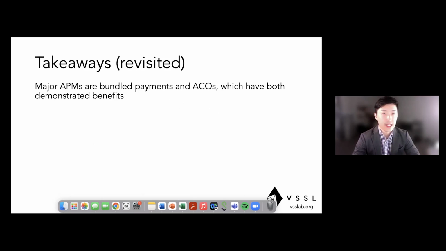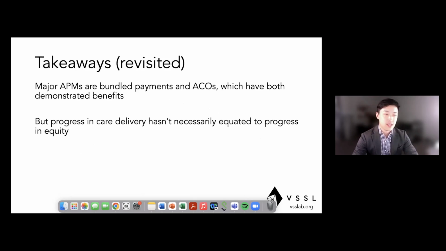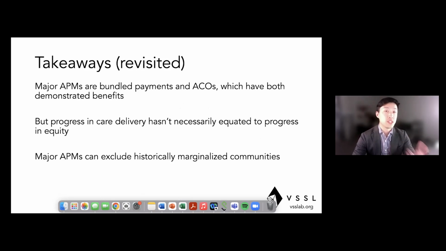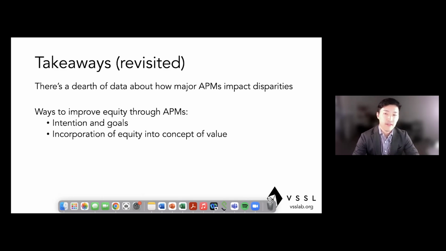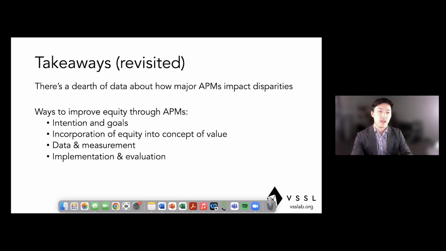I'll end here by saying again, with respect to the takeaways, that what we talked about today was that major APMs, exemplified by bundled payments and ACOs, have both demonstrated benefits, but this progress in care delivery outcomes hasn't necessarily equated to progress in equity. One reason, as we touched on, was that there's variable participation and therefore potential exclusion of historically marginalized communities from these programs to begin with. There's a dearth of data about how those APMs actually affect disparities, and the four things that I'm showing you here can help us get towards the next steps of using APMs, in intention and impact, to improve equity.